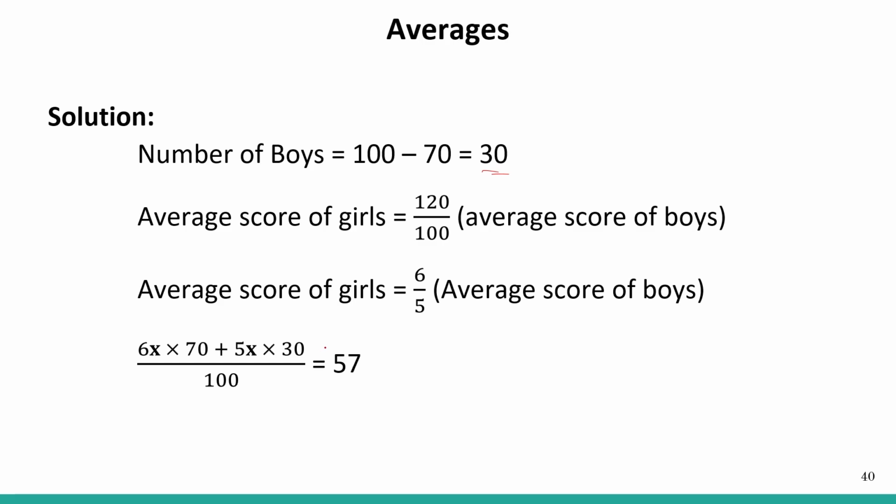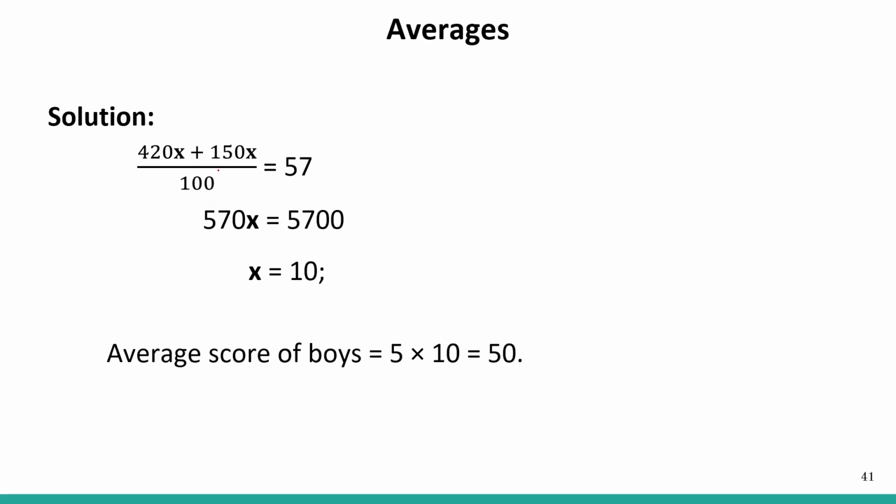So (6x into 70 plus 5x into 30) whole by 100 is equal to 57. So (420x plus 150x) by 100 is equal to 57. So 570x is equal to 5,700. So x is equal to what? 10. So the average score of boys is equal to 5 into 10, which is equal to 50. So the average score of boys is 50.